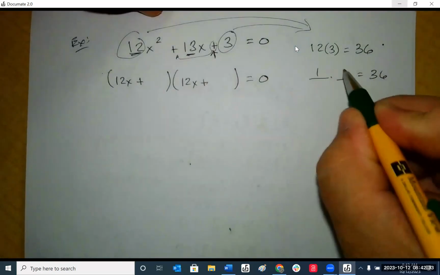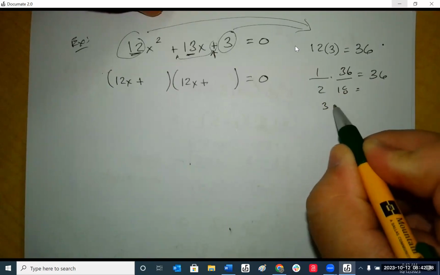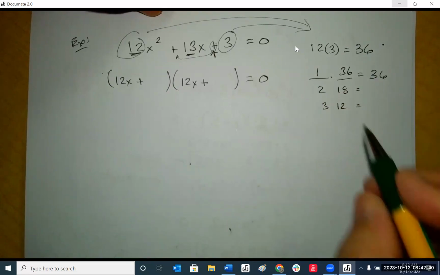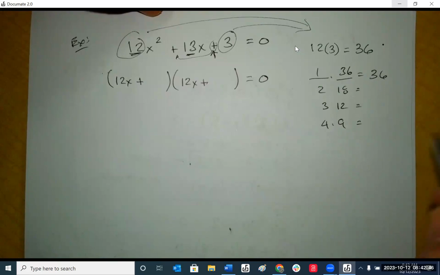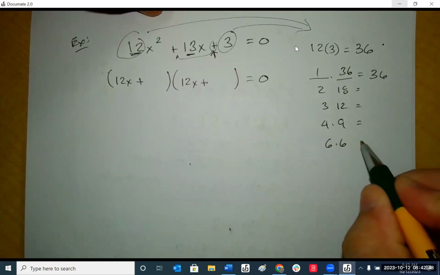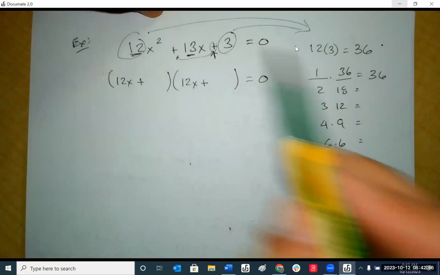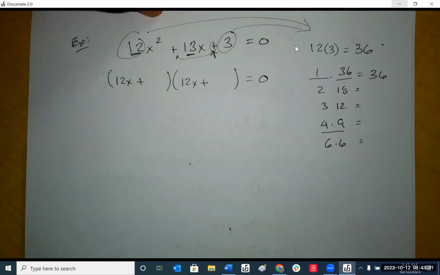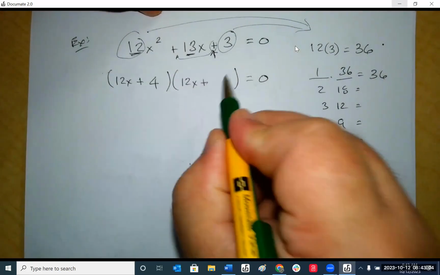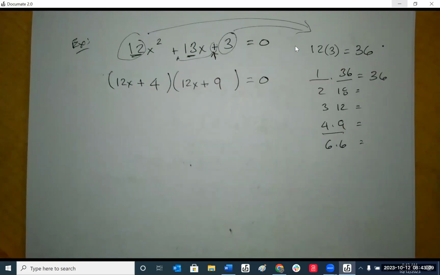So let's see. 1 and 36, 2 and 18, 3 and 12, 4 and 9, 6 and 6. That's it. So now, which two of those, when you add them, equal 13? 4 and 9. That was the hardest part, finding all the multiples.